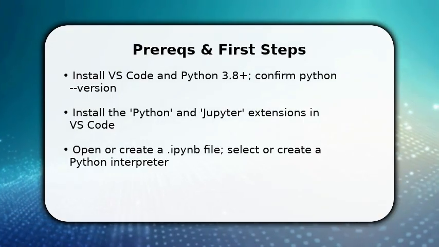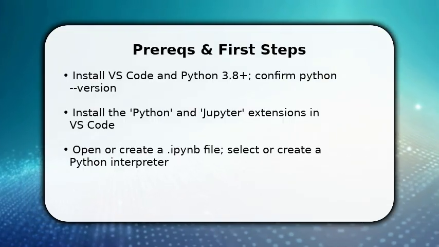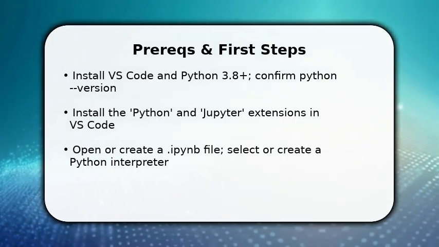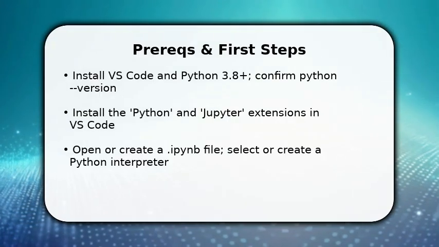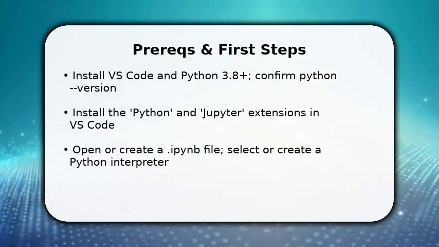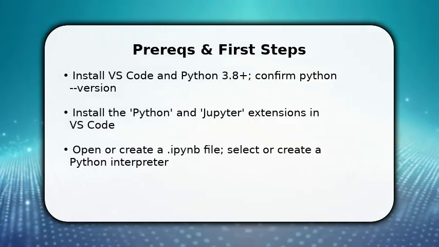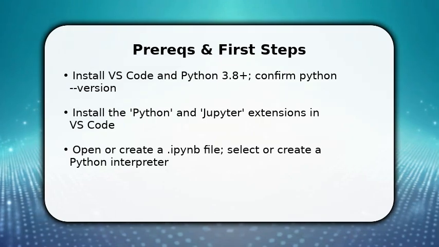Next, pick the interpreter in the lower right. Choose a virtual environment or conda kernel you want to run. This matters because the kernel controls installed packages and execution. Make sure the selected interpreter shows successful status before you run cells.